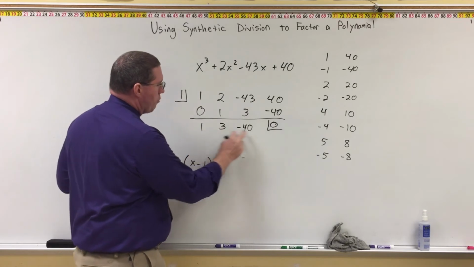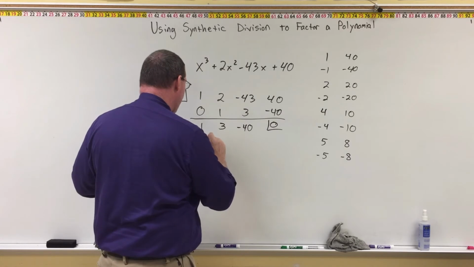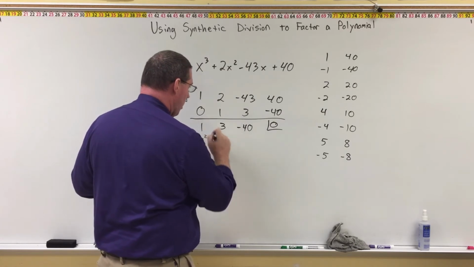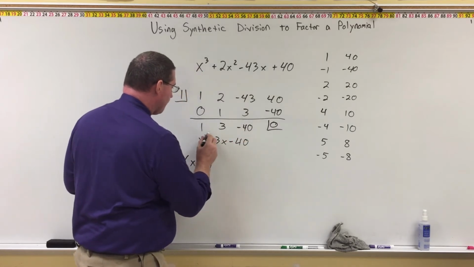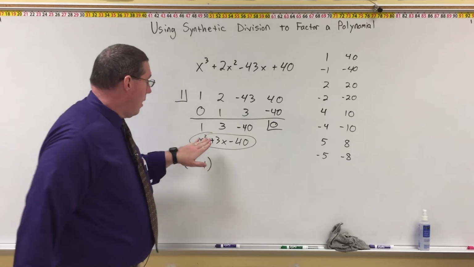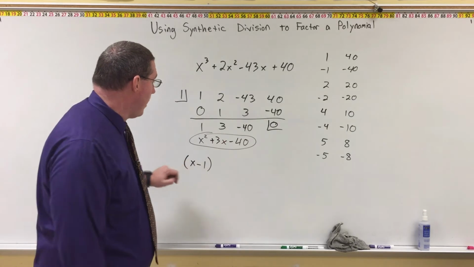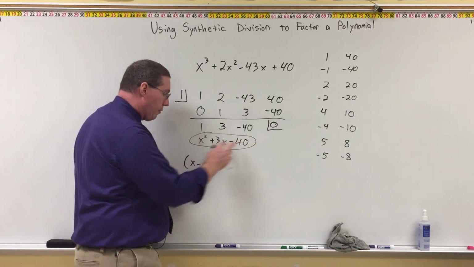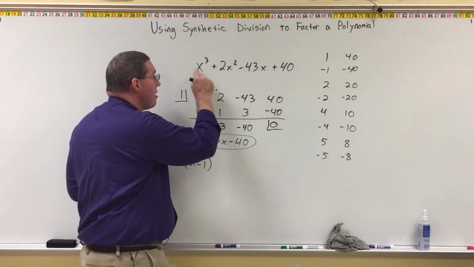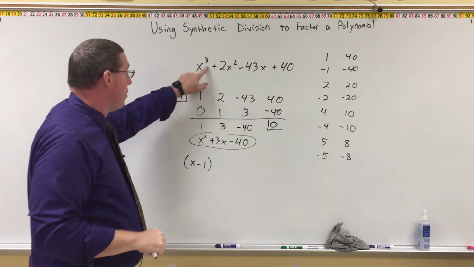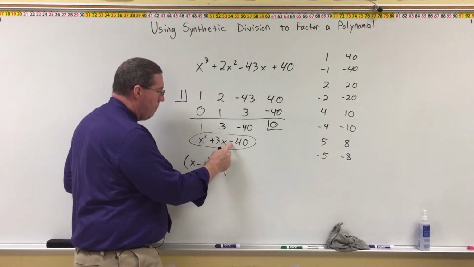Well, what do these numbers become? It started out as x to the third power, so now this becomes x squared plus 3x minus 40. And now, here's the cool thing. I don't want to just write down x squared plus 3x minus 40. I still want to factor this. This is not fully factored. For this to be fully factored, I need 3 separate binomial factors, because it's a third power polynomial. So now I need to factor x squared plus 3x minus 40.